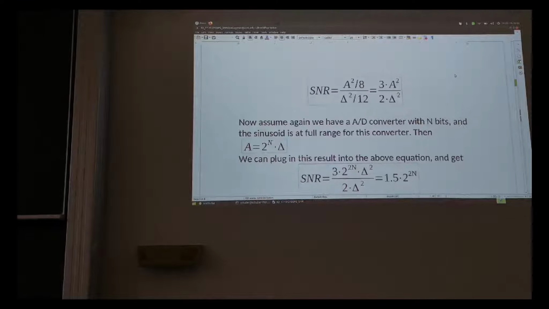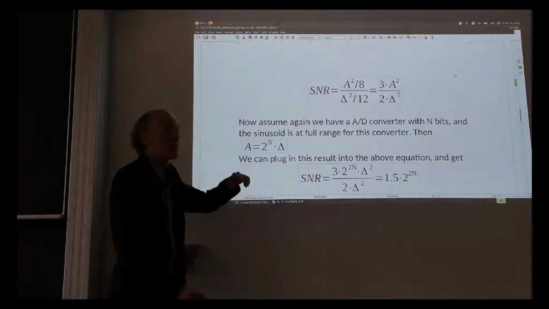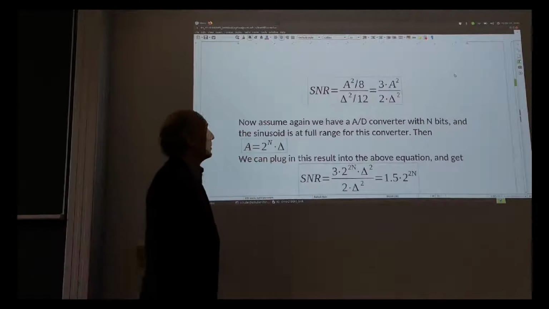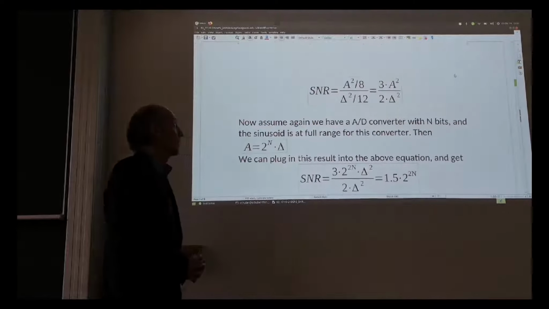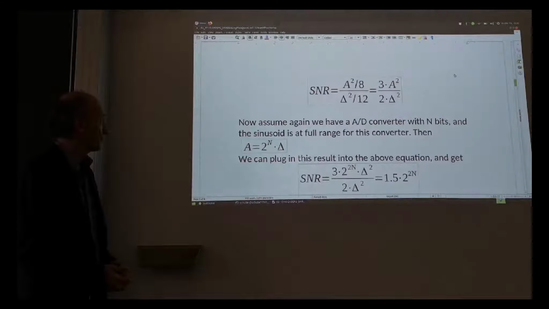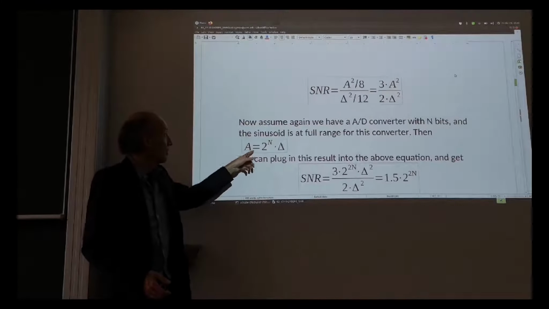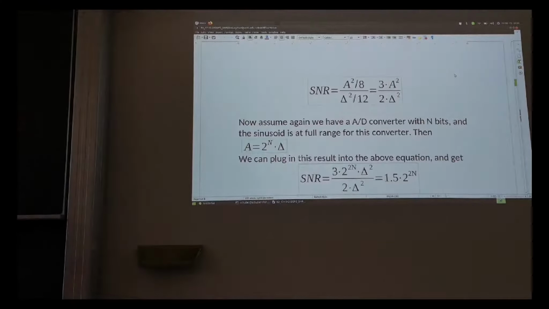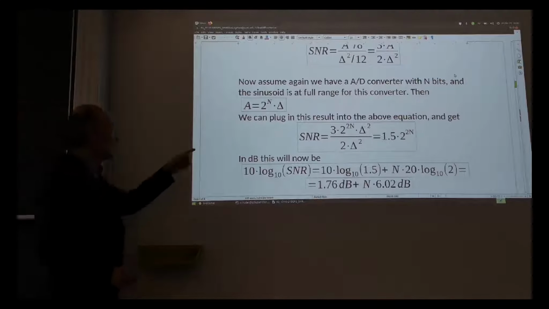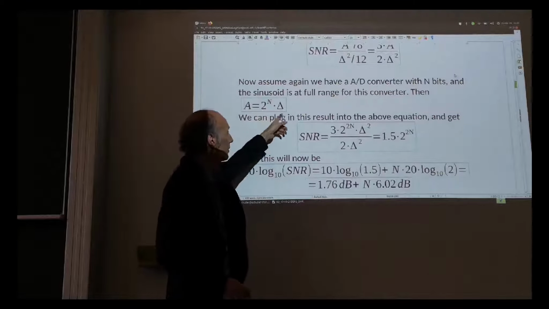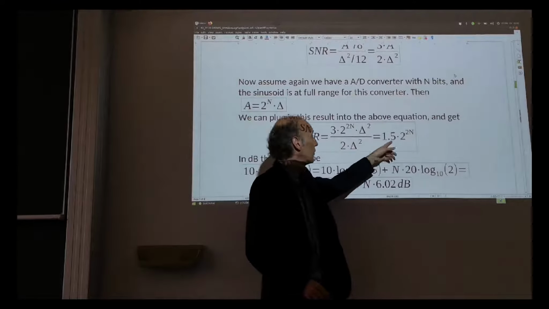This leads us to a signal-to-noise ratio of A squared over 8 divided by delta squared over 12, assuming a full range sinusoid. Here we can cancel some factors and we have 3 over 2 times A squared over delta squared. Again, instead of delta, using the number of bits, we can replace A by 2 to the n times delta. We get this expression and the deltas cancel, and what we get is 1.5 times 2 to the 2n.